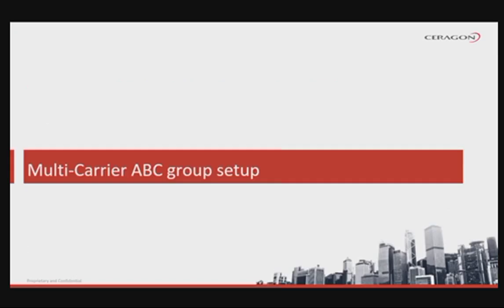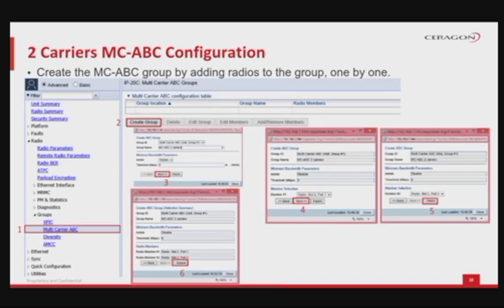Let's see now how to create and set up a multi-carrier ABC group in different scenarios depending on the product and radio unit type. The first configuration setup applies to IP50C, IP20C, IP20CHP, IP20G, IP20GX, IP20F and RFUD or RFUD-HP when internal multi-carrier is configured. This means once both carriers are up and running, we can start the actual creation of the MC ABC group. Follow these steps to achieve this.